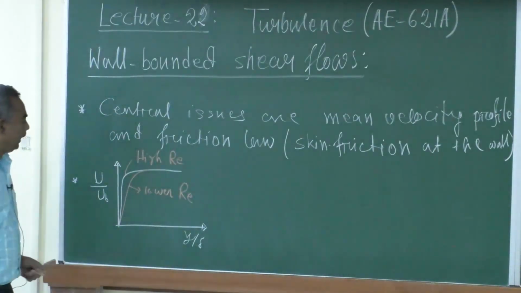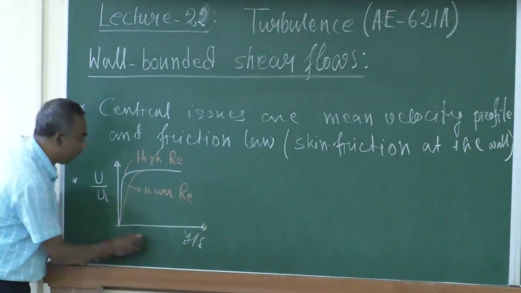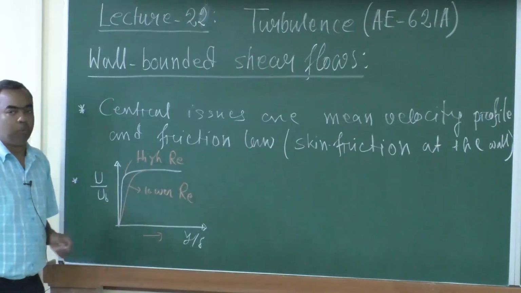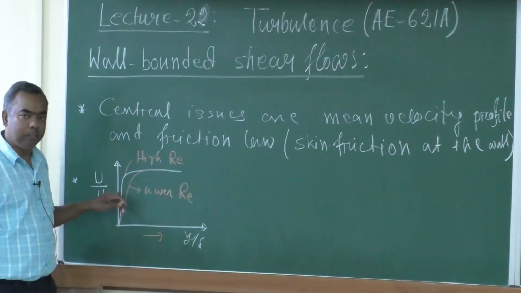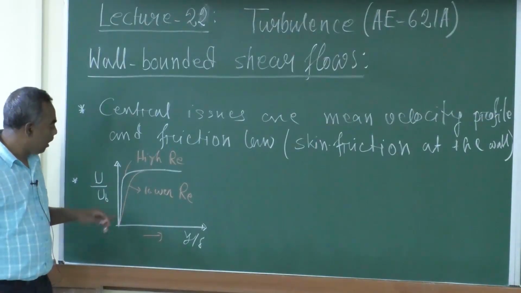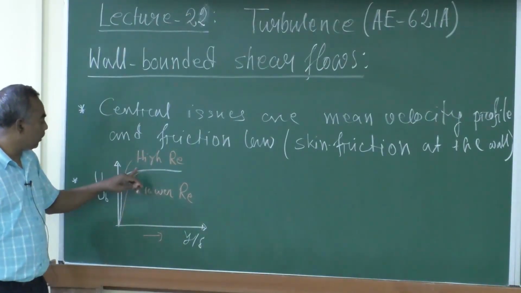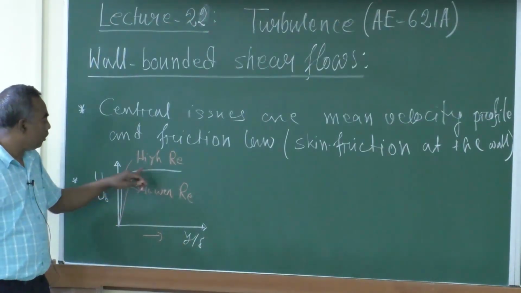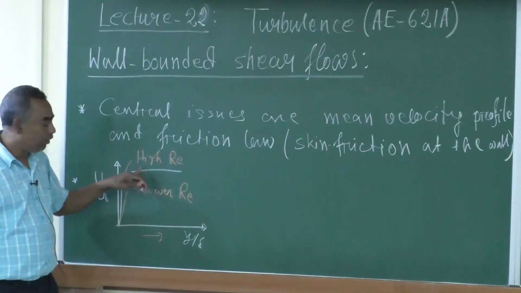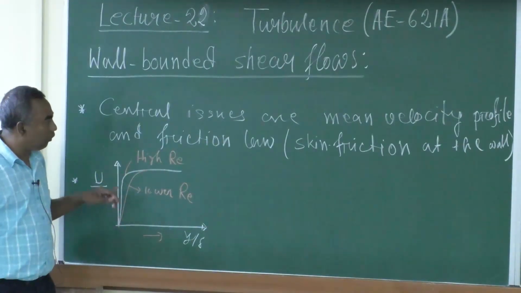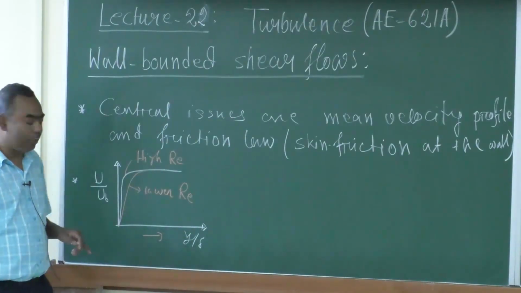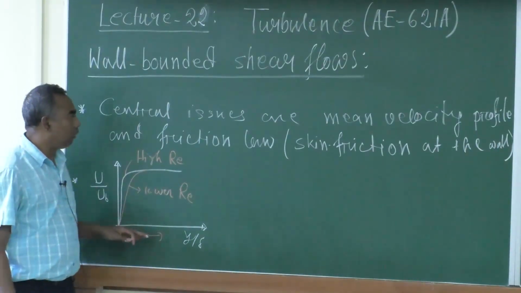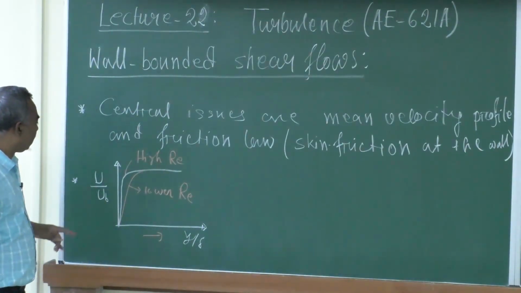What this says is that this type of flow depends on the Reynolds number. The velocity profile depends on the Reynolds number. The higher the Reynolds number, the fuller the velocity profile looks, as you can see here. So, how this velocity profile can be described is one of the central issues of this particular type of flow.